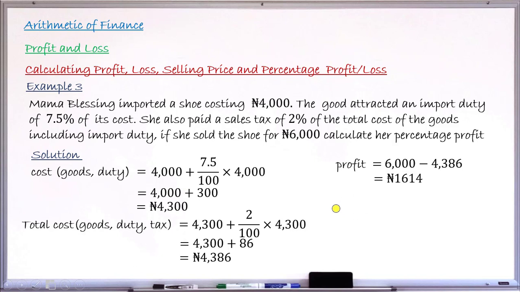So we can now compute the percentage profit. The percentage profit is profit over cost multiplied by 100%. So I'm going to have the profit 1,614 divided by the total cost, which is this 4,386 naira, multiplied by 100%. And this multiplication, if done correctly, gives you 36.80%. This will now be the real percentage profit.